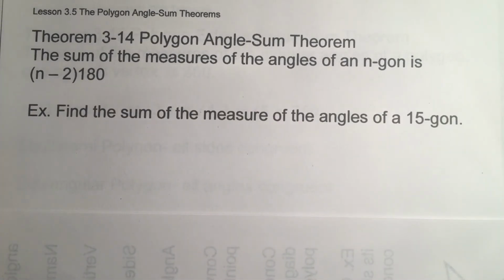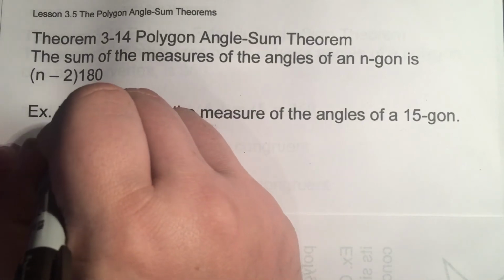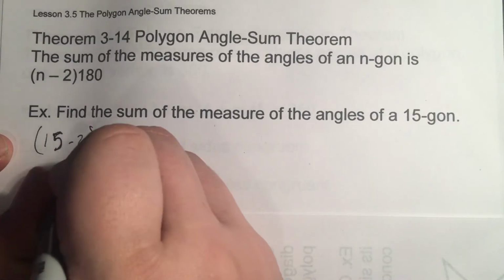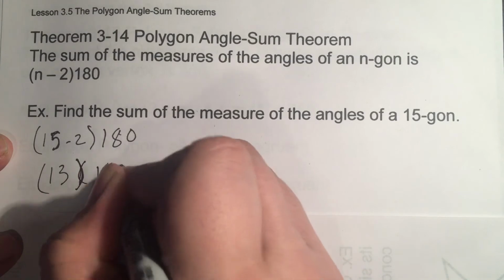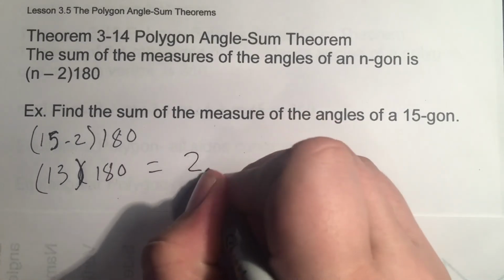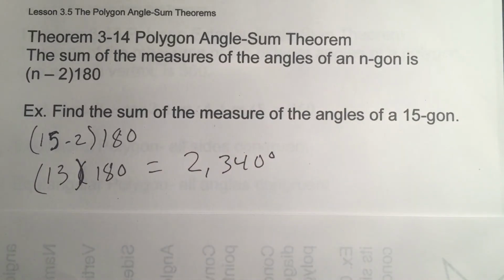So if we're looking at a 15-gon, we would go 15 minus 2, in parentheses, times 180. So 15 minus 2 is 13. Times 180. So if we put that in our calculator, 13 times 180, we end up with 2,340 degrees. So on a 15-gon, all of their angles on the inside will have to be 2,340 degrees.